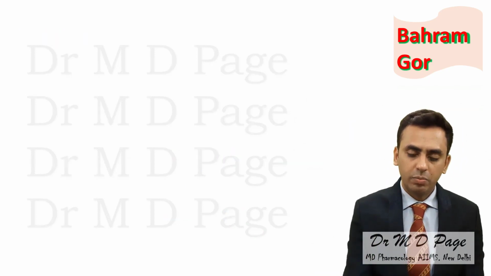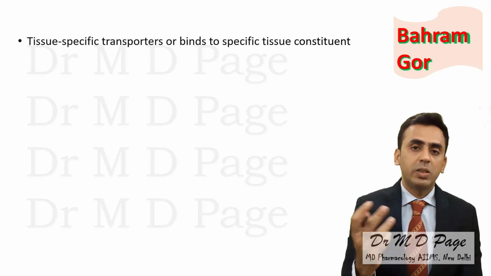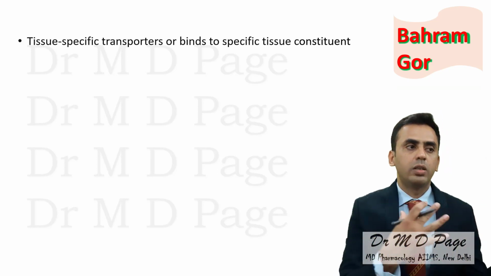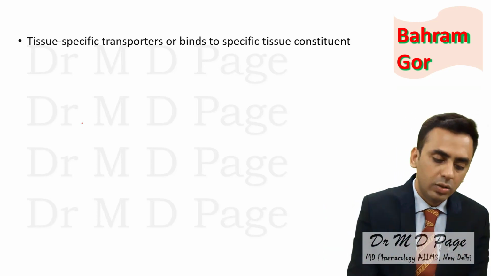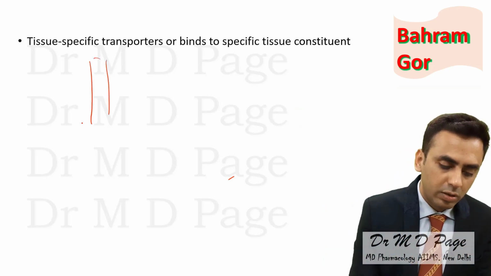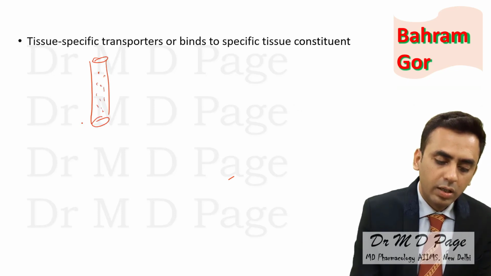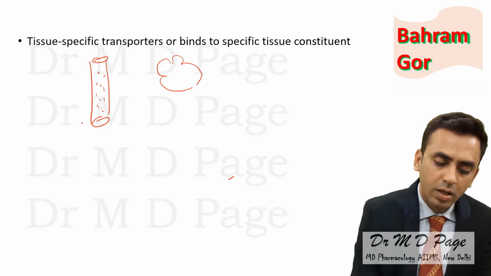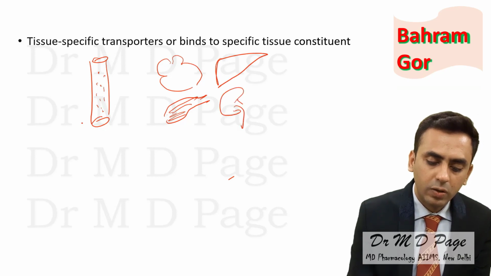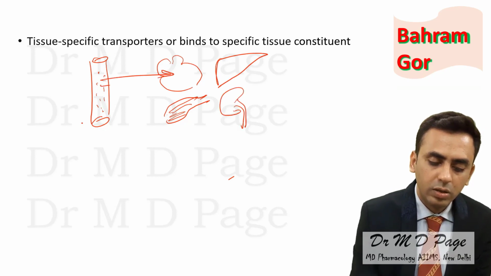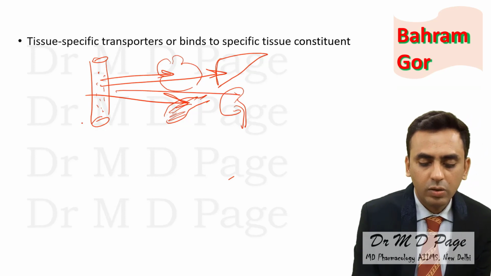Now consider scenario number 3. If the drug has tissue specific transporters, there are tissues and the drug has specific transporters in the tissues, so that drug will enter. Consider this is the blood vessel, this is the drug inside the blood, and consider it has tissue specific transporters in heart, in skeletal muscle, in liver and in kidney. So the drug will enter into this, this, this and this.